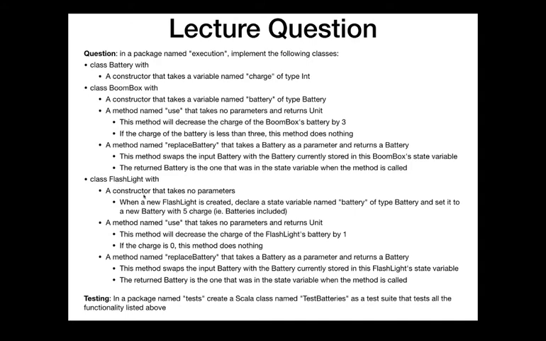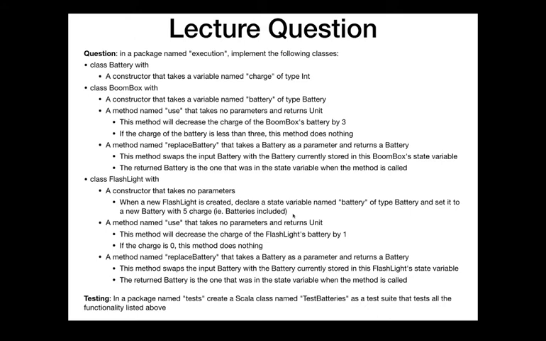Then another class, flashlight, a lot of the same functionality, except the batteries are included in flashlight. Constructor takes no parameters, and when you create a new flashlight, create a new battery in its state variable. We've got named battery, so we can access this in our tests, just like the other battery, and that battery should have a charge of 5. So when you say new flashlight, that flashlight is going to create a new battery with 5 charge in it.